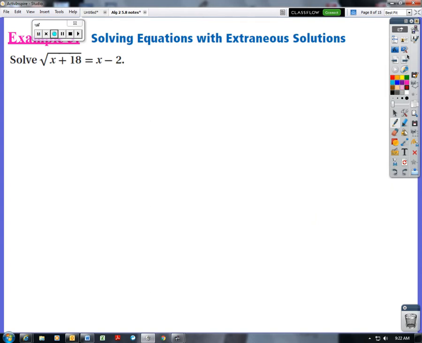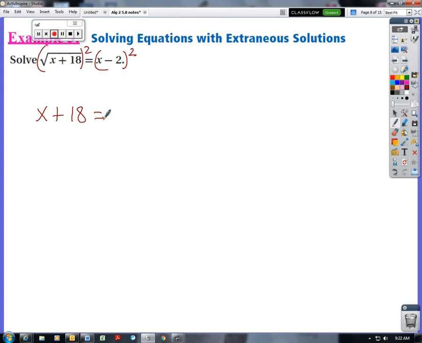Okay, new type of problem. We have a square root on one side and something else on the other. So, same deal. The square root is isolated, so we can go ahead and square both sides just like we've been doing. So it's the same beginning step. The square undoes the square root. I'm left with just x plus 18 equals, and I have to square x minus 2.